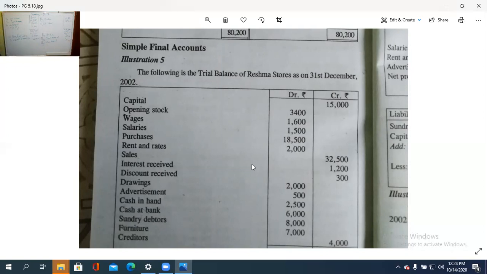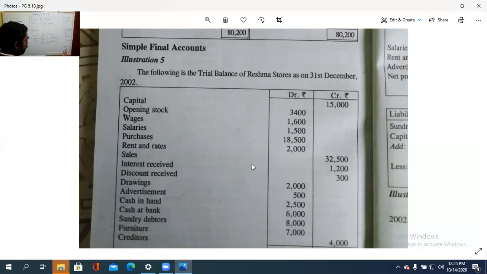Drawings, that is to be deducted from where? Balance sheet. Okay. Advertisement, 500. To advertisement, 500. Then cash in hand, cash at bank, sundry debtors, furniture, creditors are balance sheet items. So this much only. So 17,800 plus 1,200 is 18,800, plus 2, how much? 19,000. 19,300 is the total of the credit side.